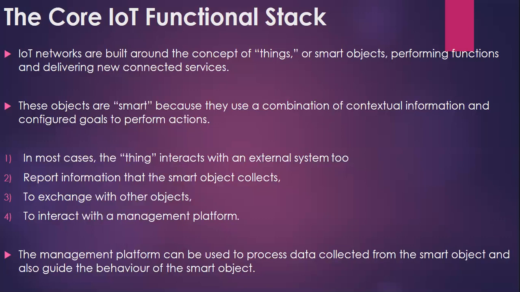Third, to exchange information with other objects. Sometimes this information will be exchanged with other things also. Then the fourth one is to interact with a management platform. So these are the four very important things that will be done by your core IoT functional stack. The management platform can be used to process data collected from the smart object and also guide the behavior of the smart object. So this is the general working principle of the core IoT functional stack.